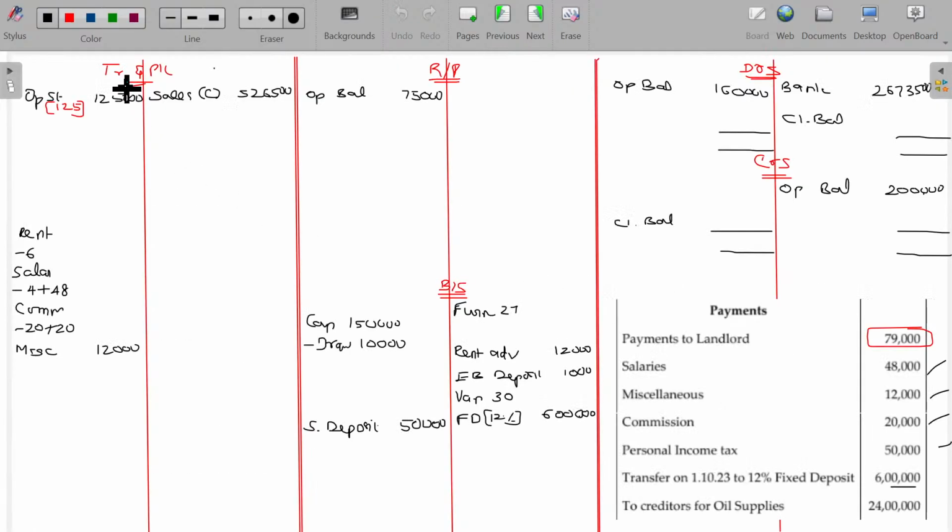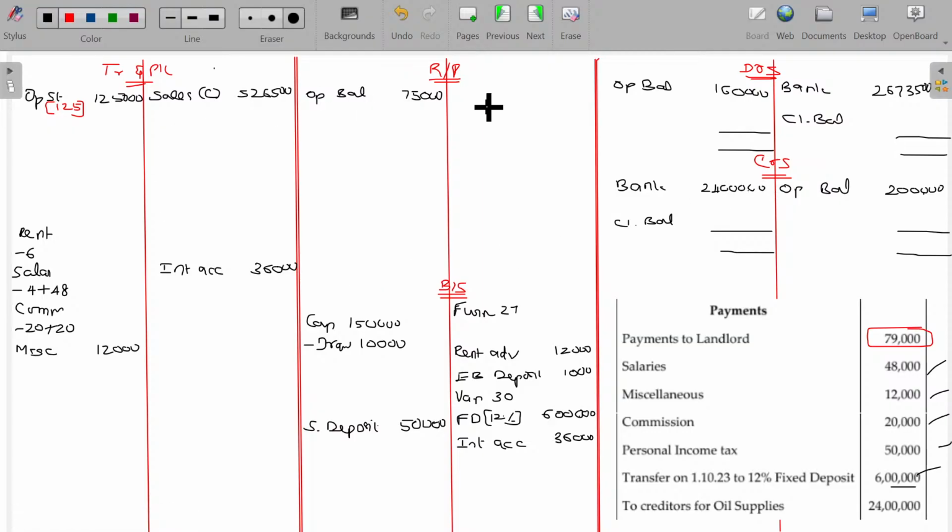36,000. Is that okay? So in your P&L account, interest accrued on your investment being 36,000, and as this income is supposed to be receivable, will be posted in the asset side, interest accrued, the value being 36,000. Okay. And to creditors for oil suppliers, payment made to the creditors here, bank or cash. The payment made to the creditors reduces the creditors balance, this value being 24 lakhs.